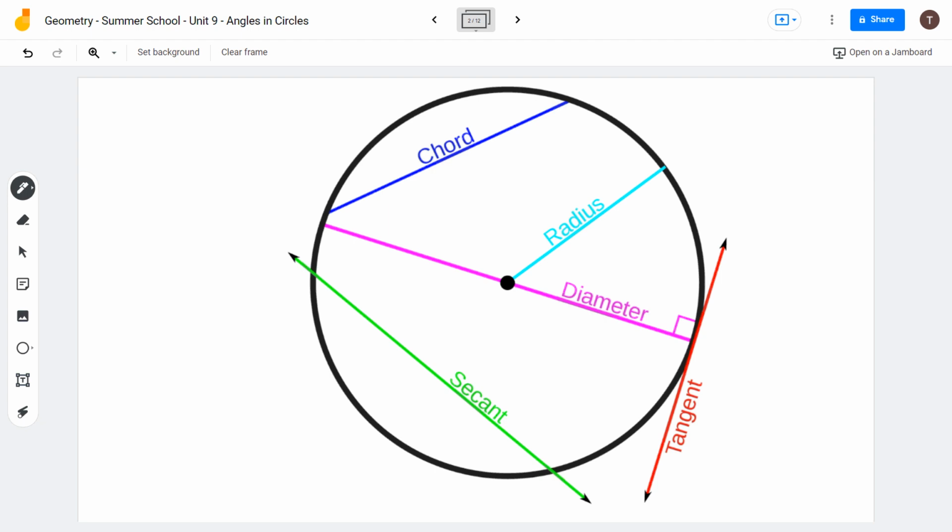Notice the chord starts and stops, okay? It has an ending point on either edge of the circle, or the circumference of the circle. A secant is like a chord, but it keeps going. It's a line, whereas a chord is a line segment. And a tangent is a line that just barely touches a circle. It touches it in one point.